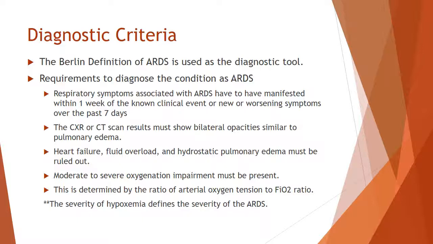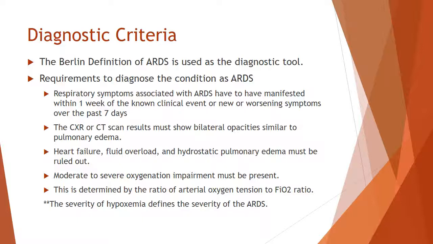To diagnose ARDS, they use the Berlin definition of ARDS. It is a diagnostic tool, and the requirements to diagnose the condition are that the respiratory symptoms associated with ARDS have to have manifested within 1 week of the known clinical event, or new or worsening symptoms over the past 7 days. The chest x-ray or CT scan must show bilateral opacities similar to pulmonary edema. It'll have a ground glass appearance.